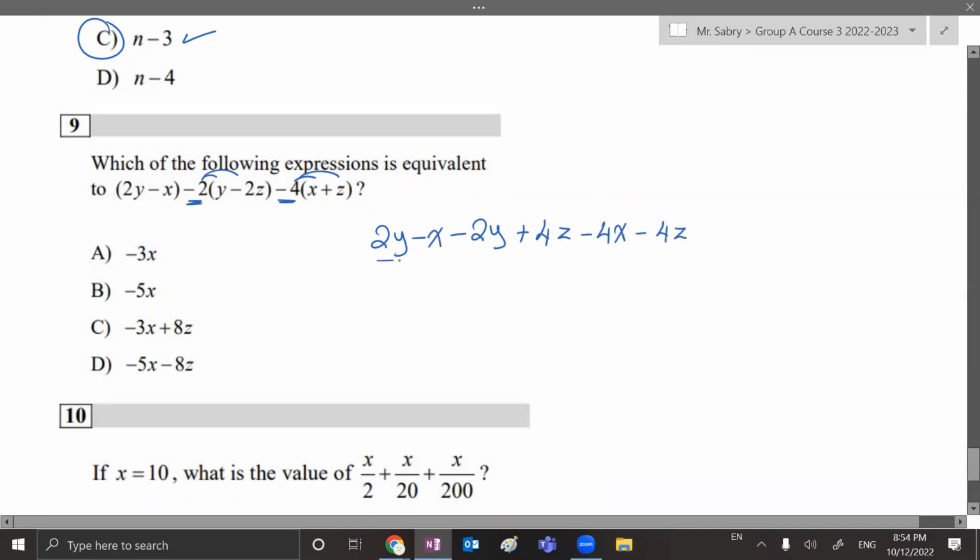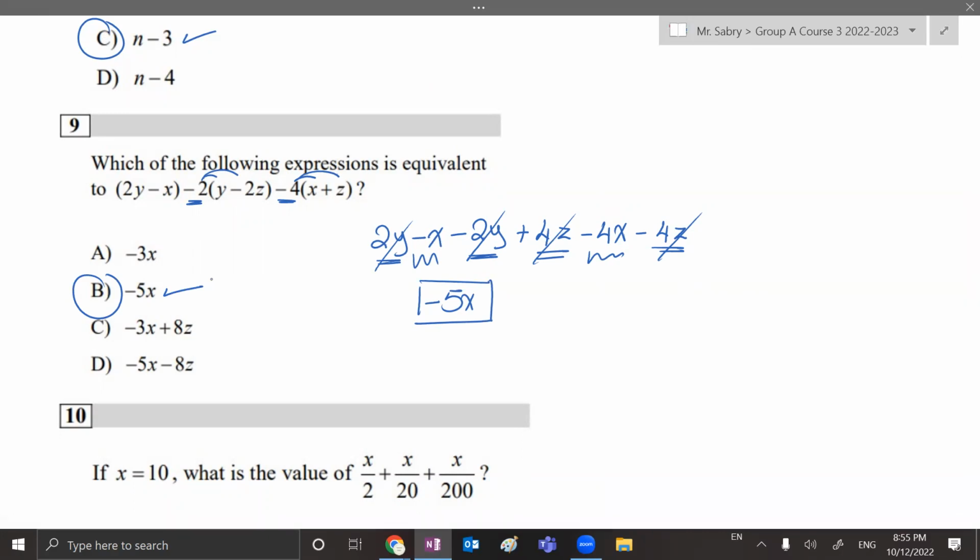Putting like terms together, I have 2y and negative 2y, they'll cancel each other. I have positive 4z and negative 4z, they'll cancel each other. I then have the negative x with the negative 4x, and that's negative 5x. So the answer for this one is B. Any issues there?